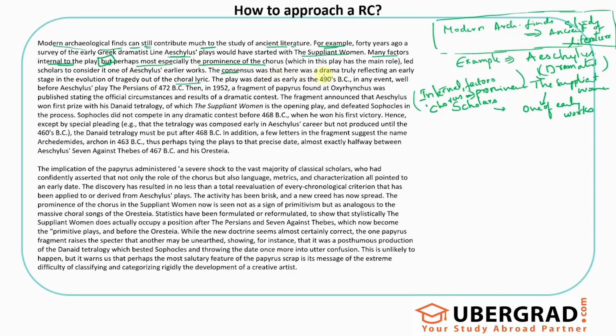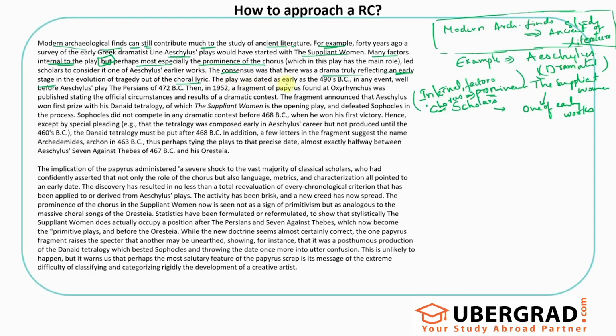The consensus was that the drama was truly reflecting an early stage in the evolution of tragedy out of the choral lyric. Again, this is a continuation, explaining how they could use the chorus to analyze when this drama was written. So chorus was used as a prominent feature by the scholars to decide that this particular drama is one of the early works of this guy Achilles.